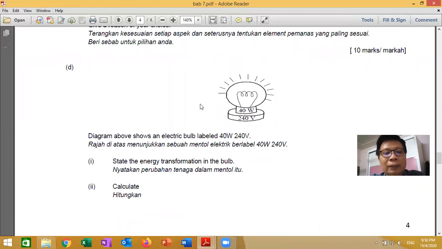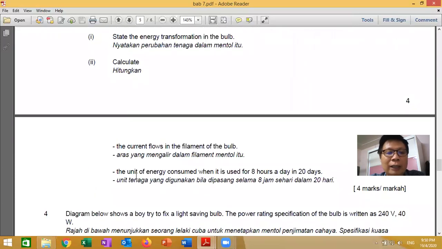Can you read the question? The diagram shows an electric bulb, 40 watt, 240 volt. This is a bulb, this is a filament. The filament is a heating element actually. Take the energy transformation. What energy changes to what energy here? Then you calculate many things. Calculate the current. Calculate the unit of energy for 8 hours in 20 days. Can you remember the question?